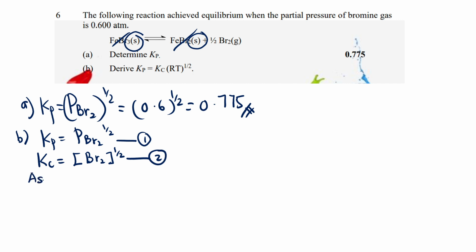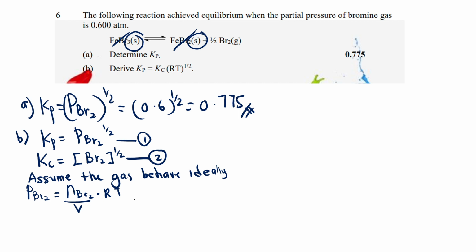So kita assume the gas behave ideally. So partial pressure for bromine equal to n bromine RT over V, which is equal to partial pressure bromine equal to concentration bromine RT. Okay, so this is equation number 3. Right, so kita ada equation 1, equation 2, equation 3.